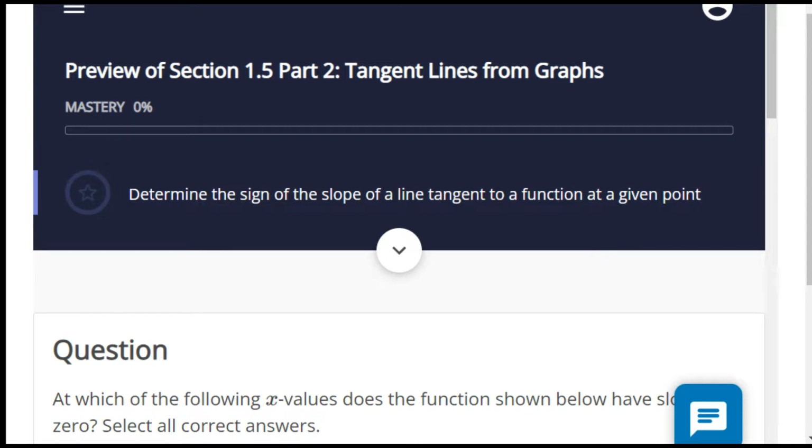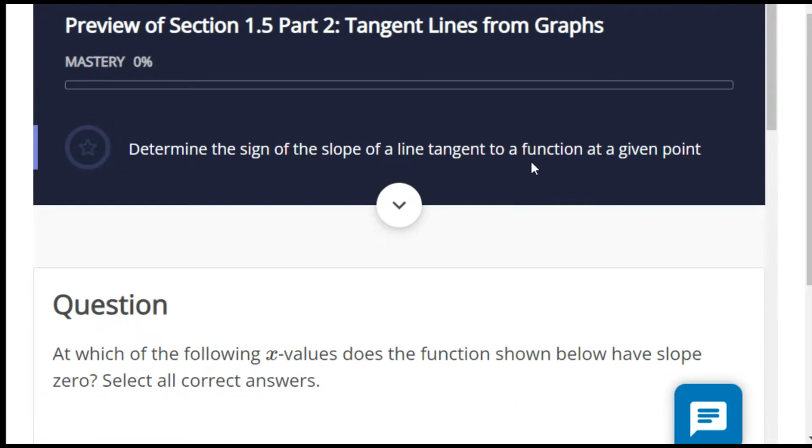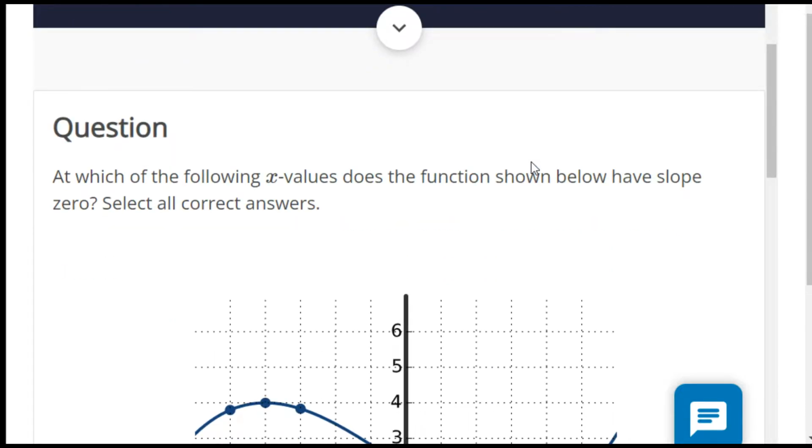Section 1.5, Part 2. Now, these are due in the same day. It would be a bad idea for you to wait till the day that it's due to start working on it.